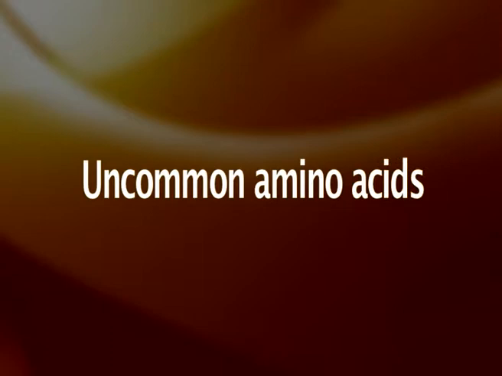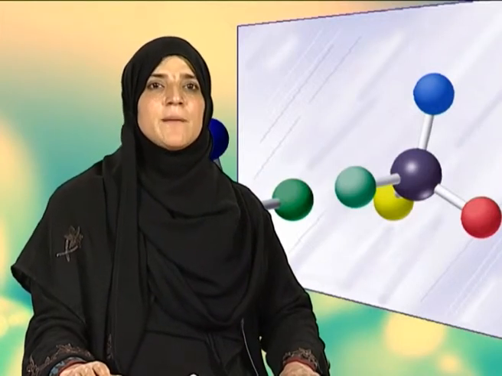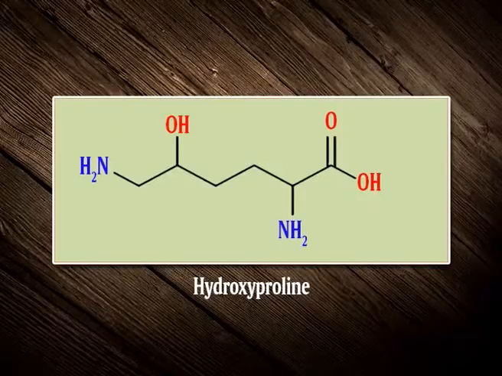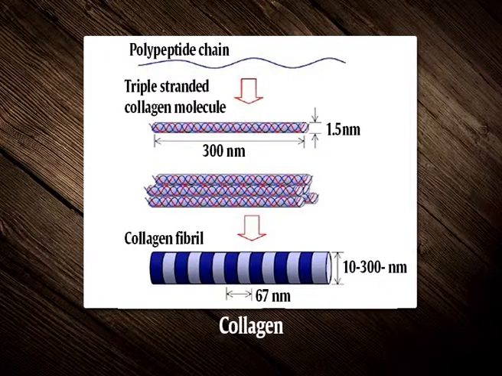The latter includes lysine, arginine, and histidine. Now, uncommon amino acids. In addition to the 20 common amino acids, proteins may contain residues created by modification of common residues already incorporated into a polypeptide. Among these, uncommon amino acids are 4-hydroxyproline, a derivative of proline, and 5-hydroxylysine, derived from lysine. The former is found in plant cell wall proteins, and both are found in collagen, a fibrous protein of connective tissues.